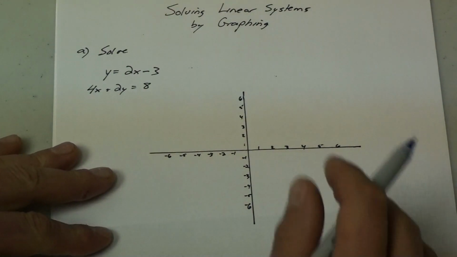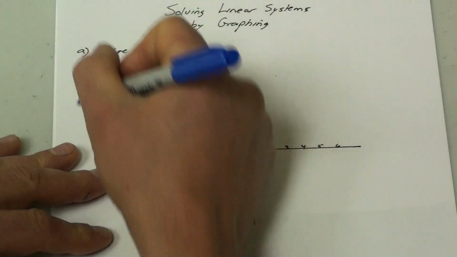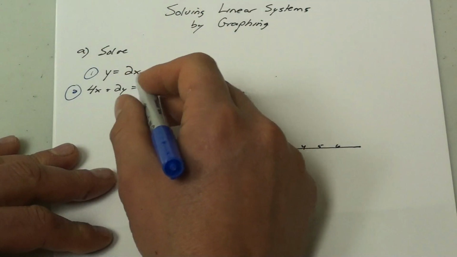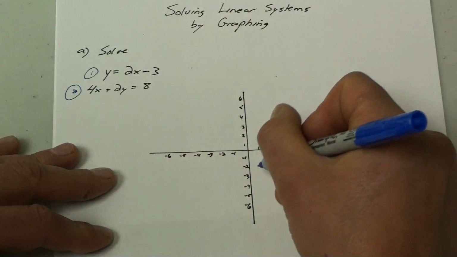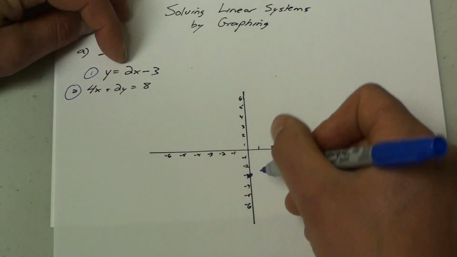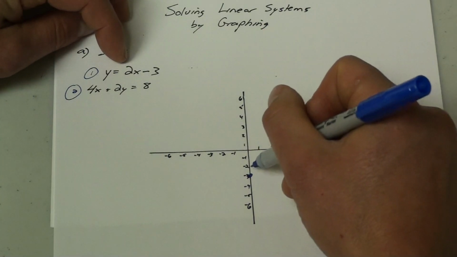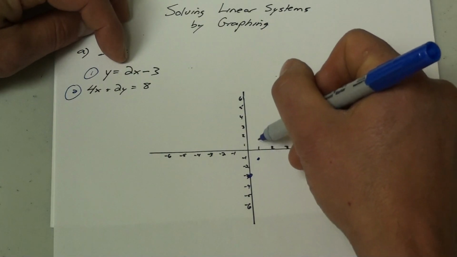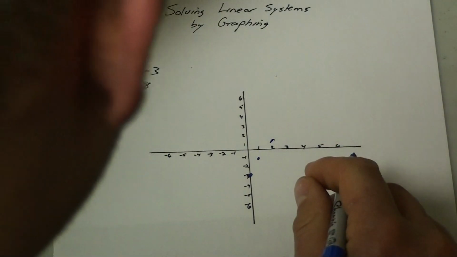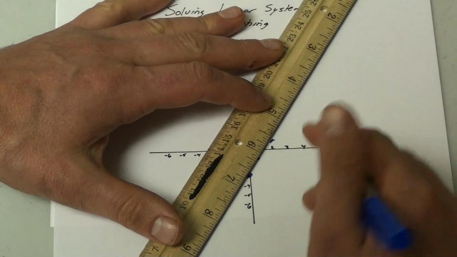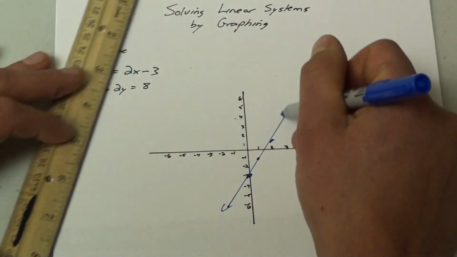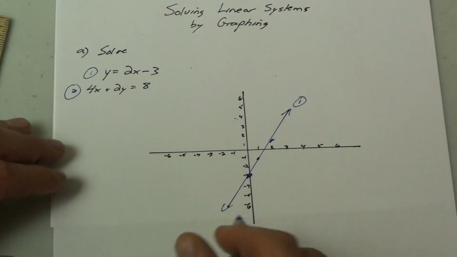So let's take your first line. I want to number my lines. Line 1, line 2. Line 1 I can just graph. Y equals 2x minus 3. So I start at the y-intercept of minus 3. I have a slope of 2, which means I go over 1 and up 2. Up 2 over 1, up 2 over 1. And you draw your line once you have a few dots on there. Okay? And that is line 1.